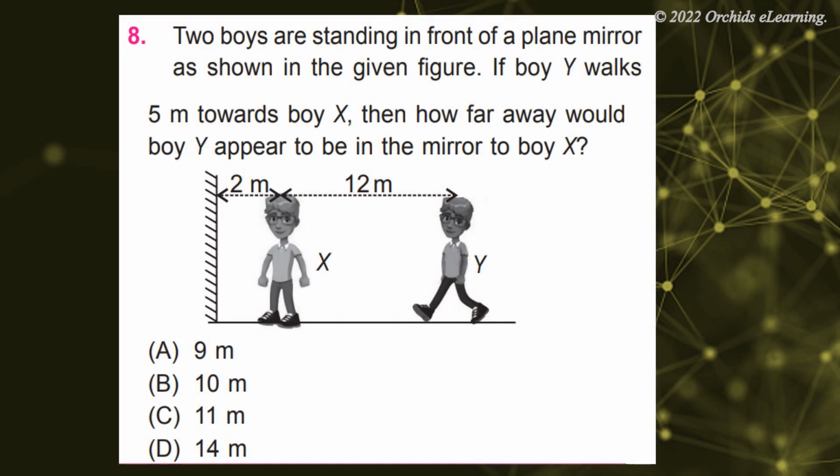2 boys are standing in front of a plane mirror as shown in the given figure. If boy Y walks 5 meters towards boy X, then how far away would boy Y appear to be in the mirror to boy X? C. 11 meters.